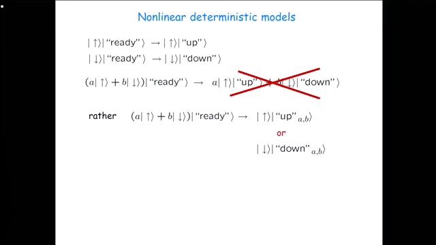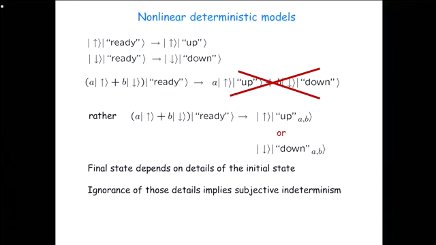And so which it is determined by details of that initial state. So for example, it could be determined by the particular values of the parameters A and B here. It could be determined by the particular nature of the ready state that you're using. And so there'll be some particular final state.